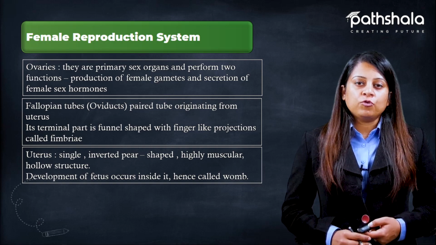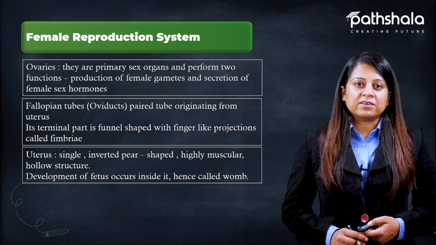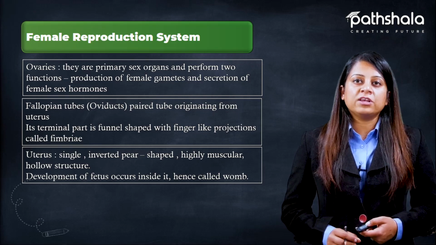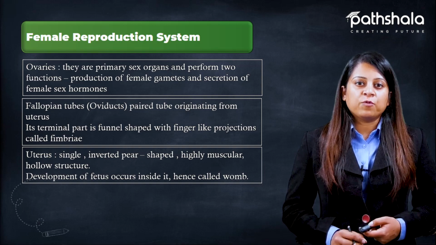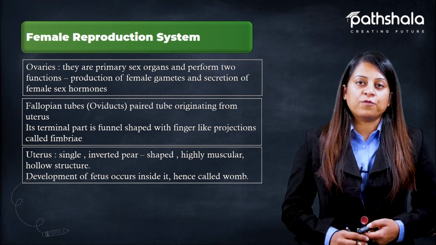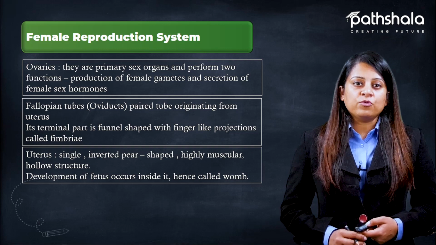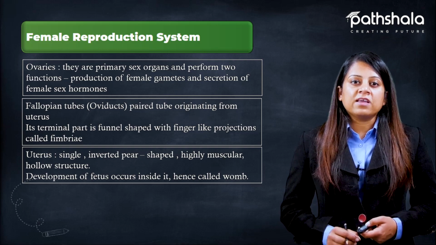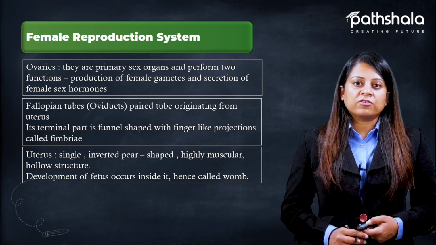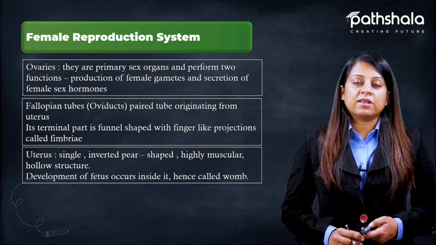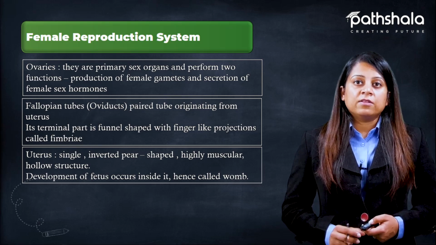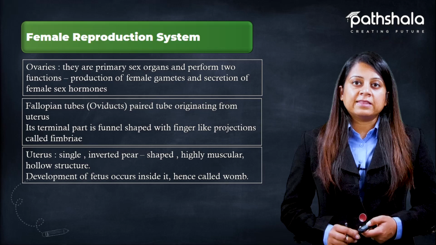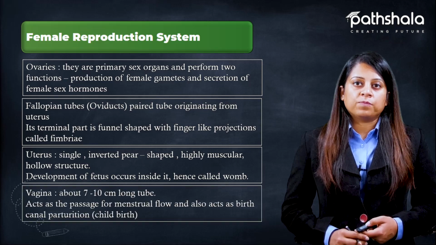The fallopian tubes, also known as oviducts, are paired tubes originating from the uterus. The terminal part is funnel-shaped with finger-like projections called fimbriae. Next is the uterus. The uterus is a single inverted pear-shaped structure that is highly muscular and hollow. The development of the fetus occurs inside the uterus, and at that time it is known as the womb.